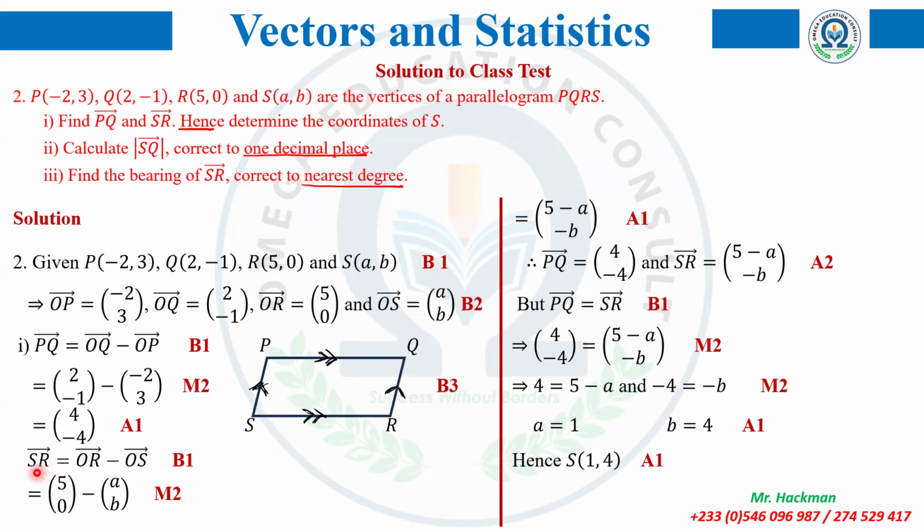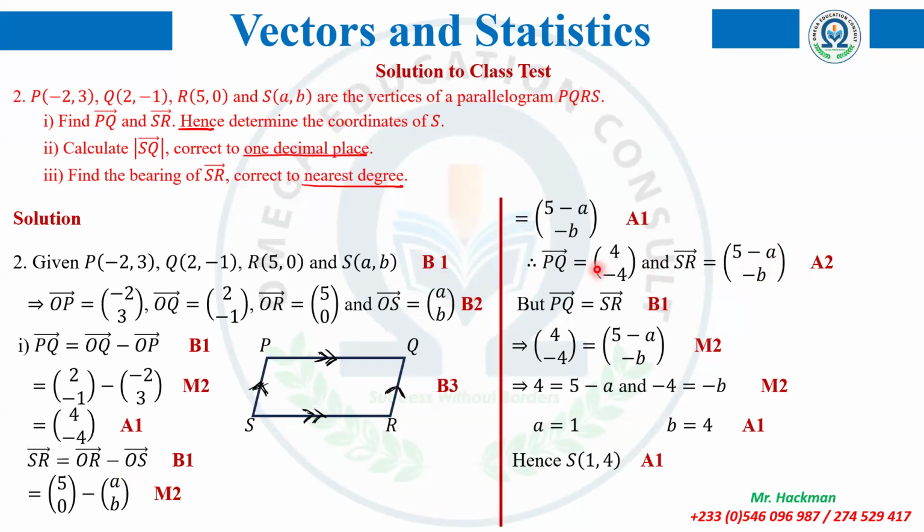So now, what do we do? SR. We need SR too. SR will be equal to OR minus OS. OR, you come and substitute. OS, you know all of them, you substitute. This will give you combined corresponding components, though one of the vectors that we have here involves letters. You can still combine, only that it will be 5 minus A. Then 0 minus B will give you minus B. So the X component of your combination, that is the SR, and the Y component will be this as well. At this point, you can comfortably draw your conclusion. Therefore, the vector PQ is equal to this, and the vector SR is equal to what you have here.